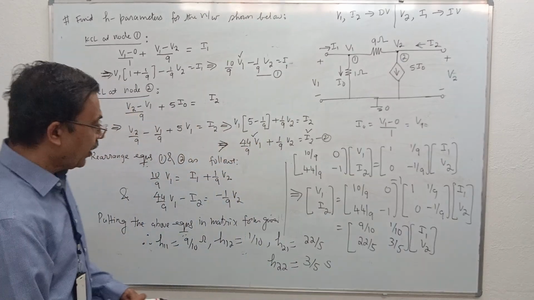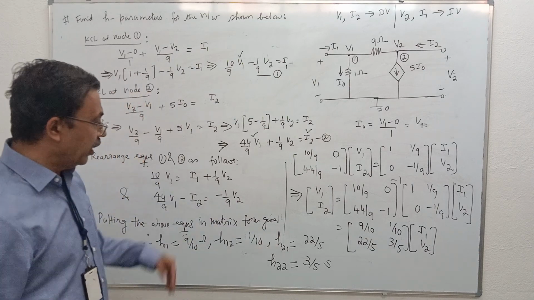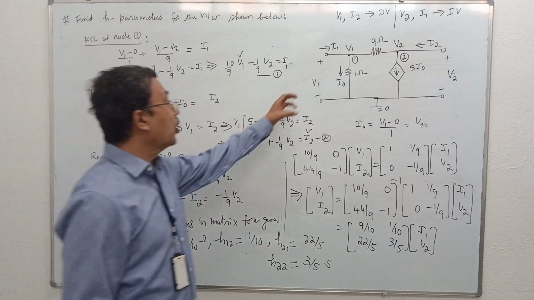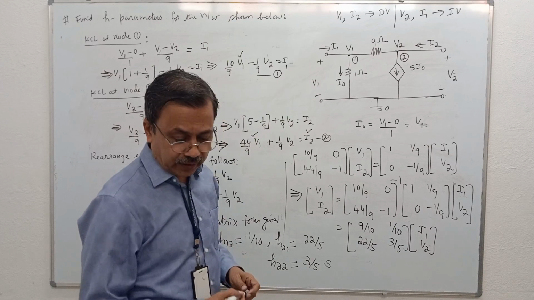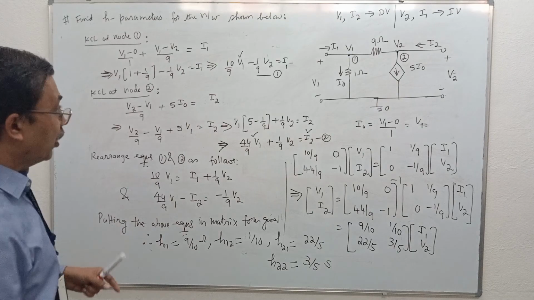Please note that H12 is not equal to minus H21. Therefore, the two-port network is not reciprocal. In the previous problem, the two-port network was reciprocal. Here it is not reciprocal.